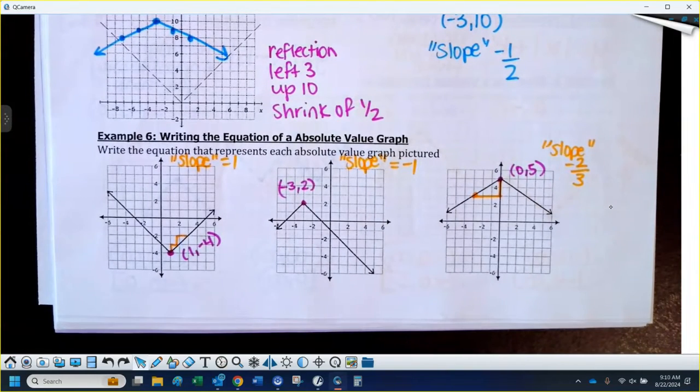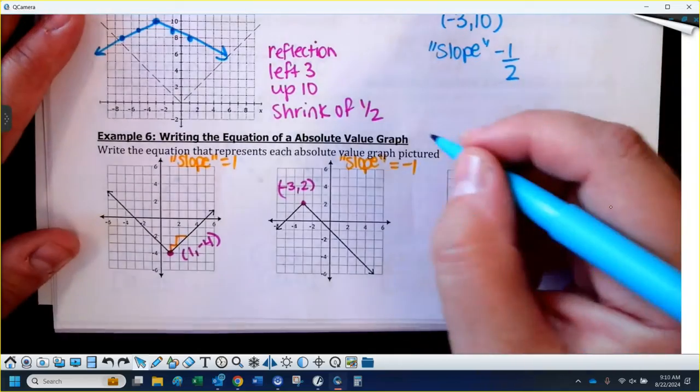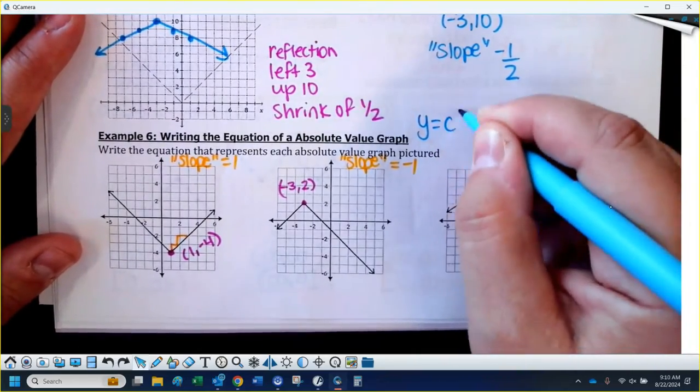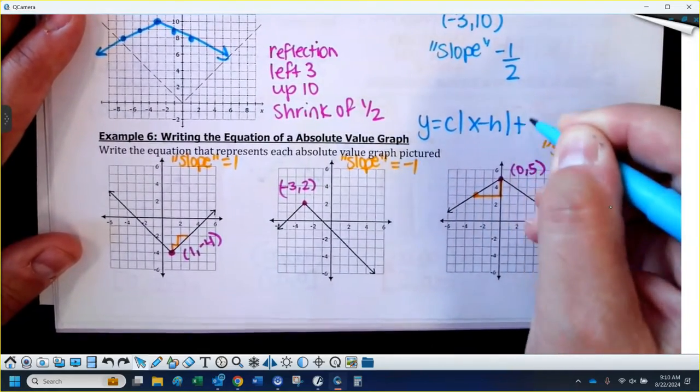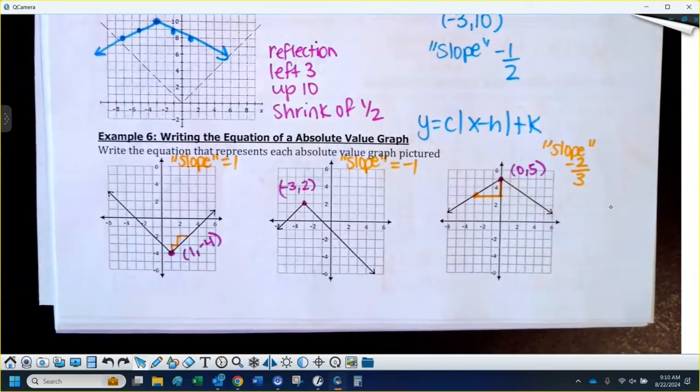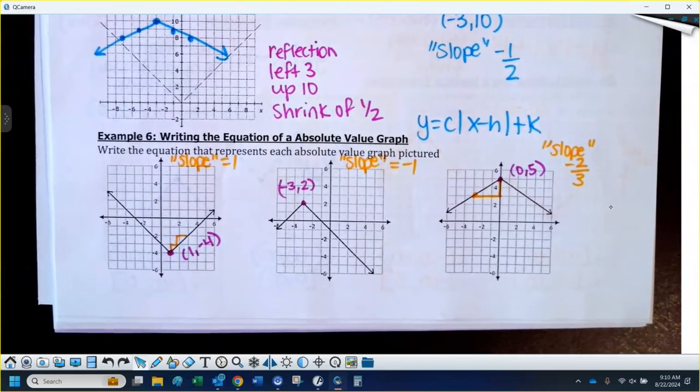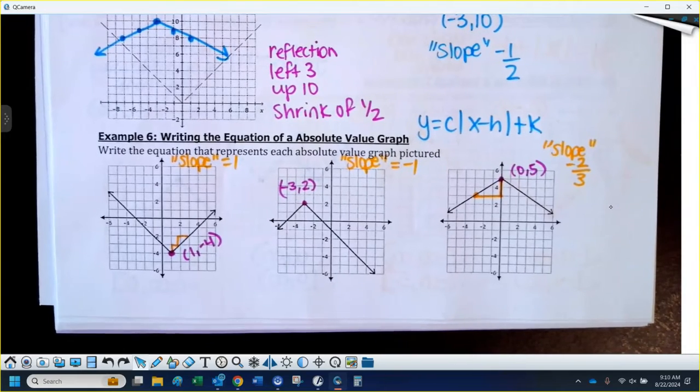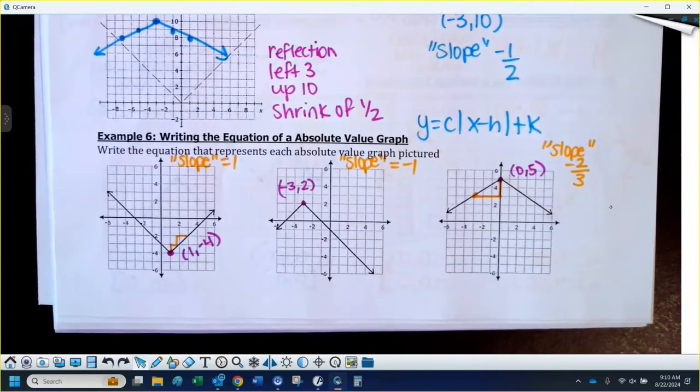So we're going to see if we can write the equation. Let me just give you the little format here. So c times absolute value of x minus h, plus k. The h, k is the vertex, and then the c would be your slope. All right? See if you can set up an equation, plug in the numbers from the problem. I'll just come around and look. See if you can try that on your paper real quick. See if you can set up the equation.